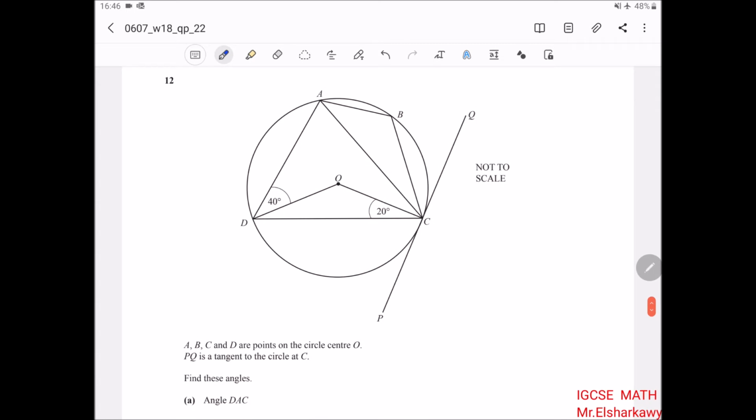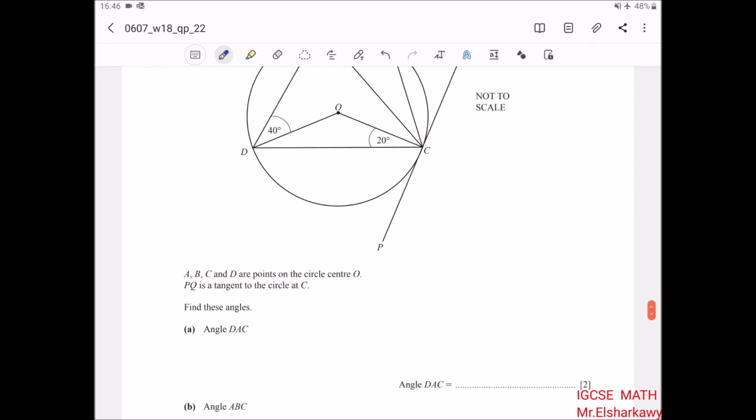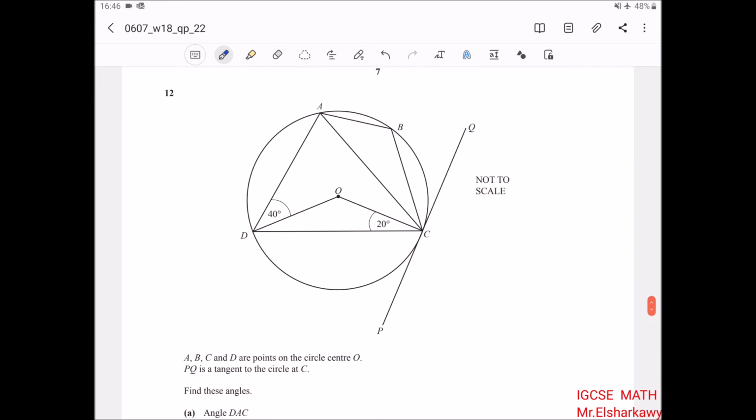Question 12. A, B, C, and D are points on the circle with center O. PQ is a tangent to the circle at C. Find these angles. First of all, angle DAC, which is this angle here. We can see that OD is equal to OC. They both start from the circumference and go to the center. So these two are radii, they are equal to each other.